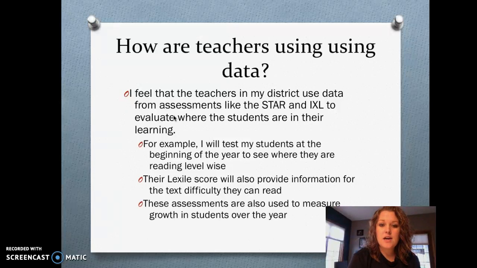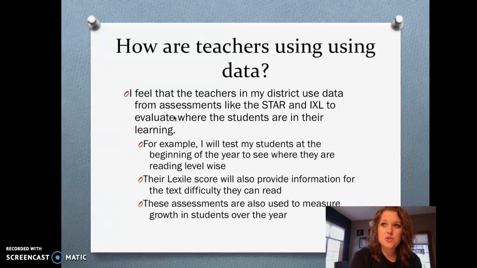For example, I teach high school English, so I will test my students at the beginning of the year to see where they are reading level wise. If they're freshmen and they're at a 12th grade reading level, that's awesome. But I also have those freshmen who will test at like a 4th grade reading level. So of course I need to know those things when we're reading class novels or I'm assigning them specific AR books to read. Their Lexile score will also provide information for the text difficulty they can read. So these assessments are also used to measure growth in students over the year.